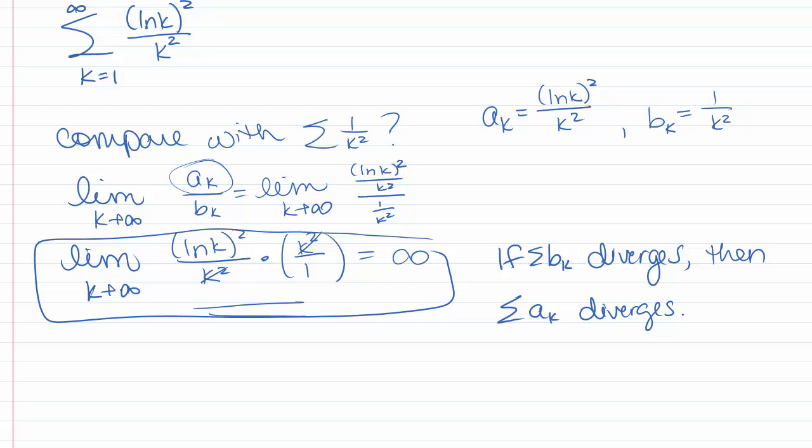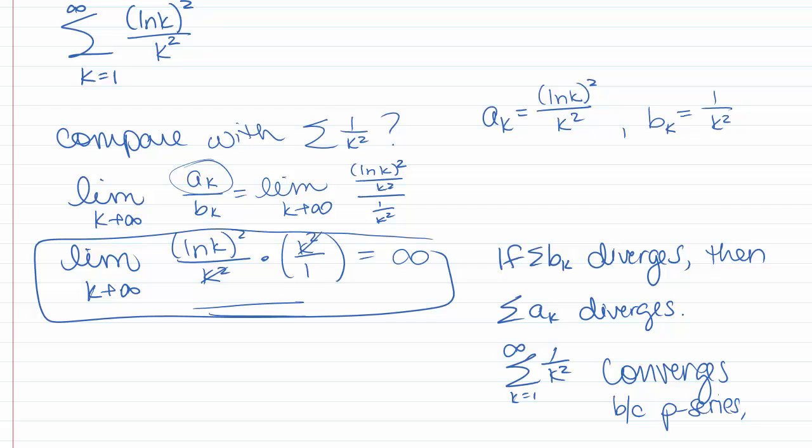So now the question is, does the sum b sub k diverge? So we have the sum 1 over k squared, k goes from 1 to infinity, but that converges because it's a p-series with p equal to 2. So what can we conclude from that? Absolutely nothing. We don't have the criteria to use the limit comparison test. We got infinity, but we didn't have a b sub k that diverged, so the test is inconclusive.